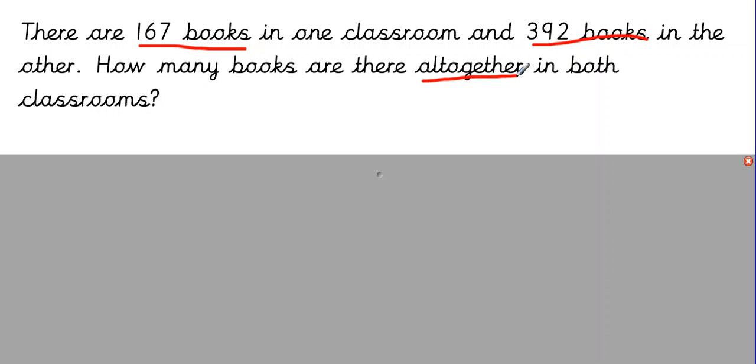Okay, so altogether means total. So we're going to have to do an addition, aren't we? So we've got 167 add 392. Pause the video now and have a go.